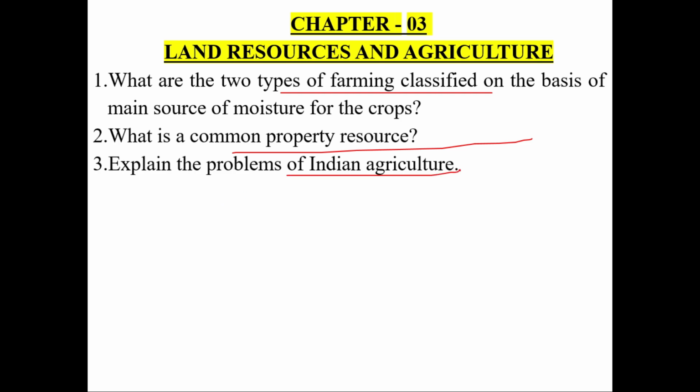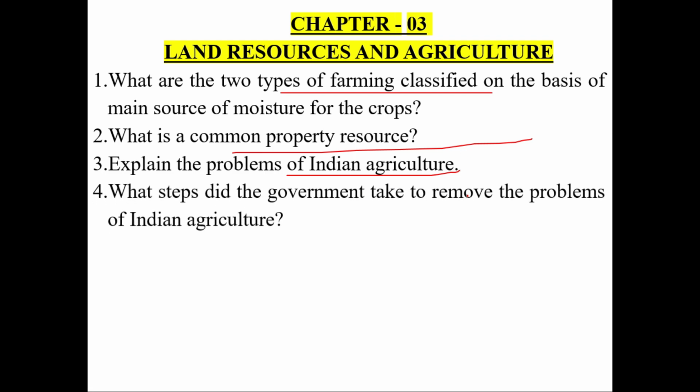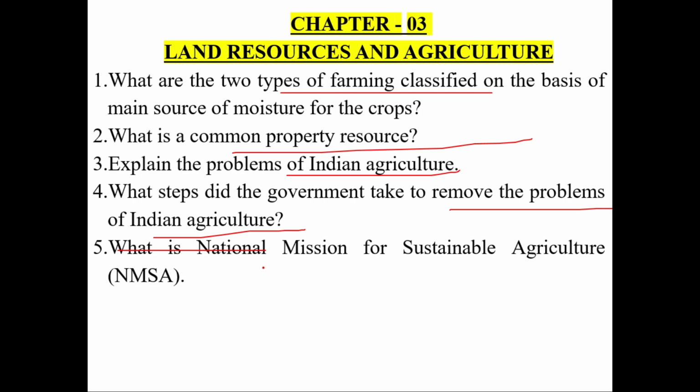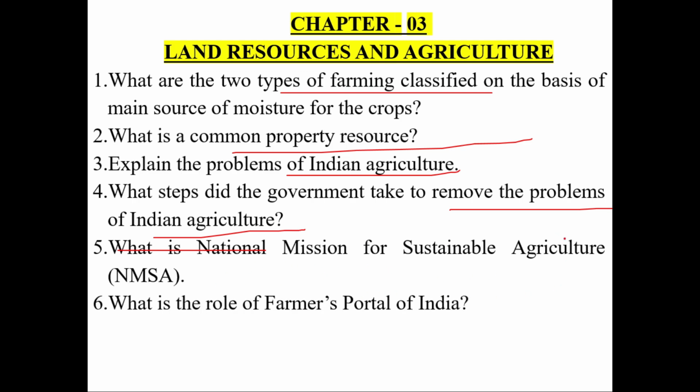The third one is the problem of Indian agriculture. This is also a very important question. Several years this question has come. We know that our climate is very unpredictable. Then our landholding policy is very poor. Then the farmers do not have literacy about farming activity. So different problems are behind Indian agriculture. Then what kind of steps were taken by the Indian government, this is also an important question for 5 marks. These are the important questions that may come from the land resource and agriculture chapter.